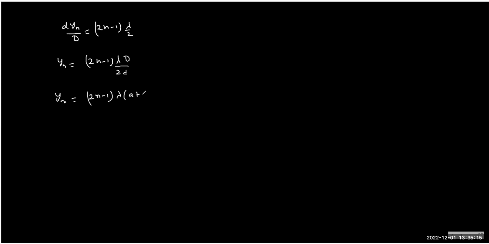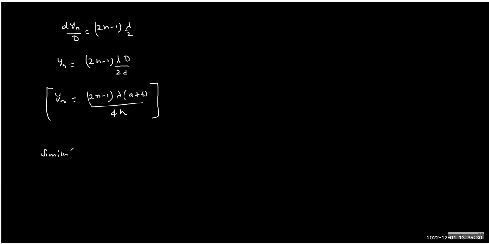For the position of maxima, you can write d y n by D is 2n minus 1 into lambda by 2. So the y n comes out to be how much? D by D. And we can write it as 2n minus 1 lambda, a plus b by 4h, right? Yes, sir. D is 2h, so y n is over 4h.